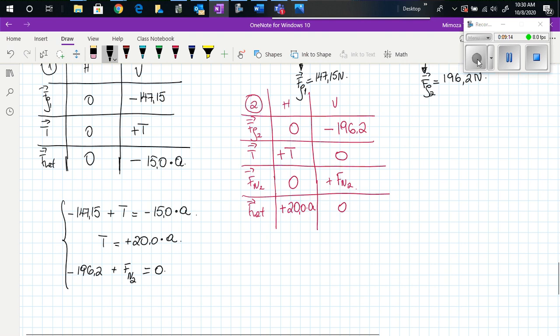And this is doable. Why is it doable? Because we have as many equations as variables. So we have 3 equations, 1, 2, and 3, and we have 3 variables, A, T, and F normal. We'll start with the easiest one. How you solve it is totally up to you. I will solve it using math, not calculator. So from equation 3, force normal will be 196.2 newtons.